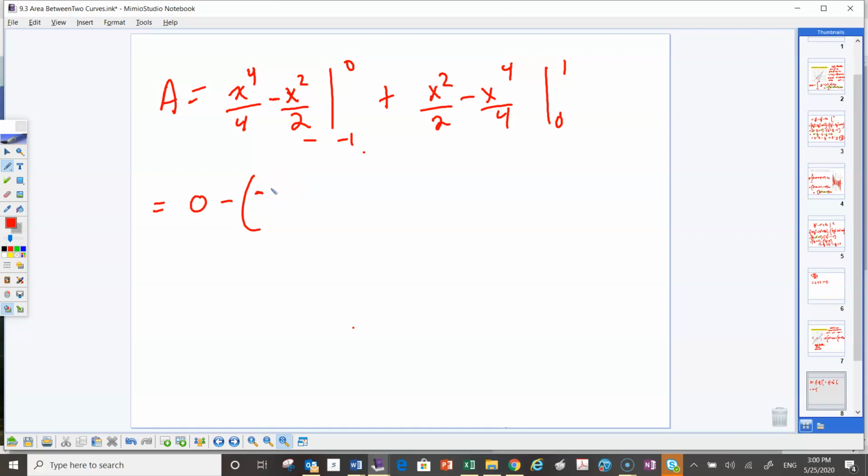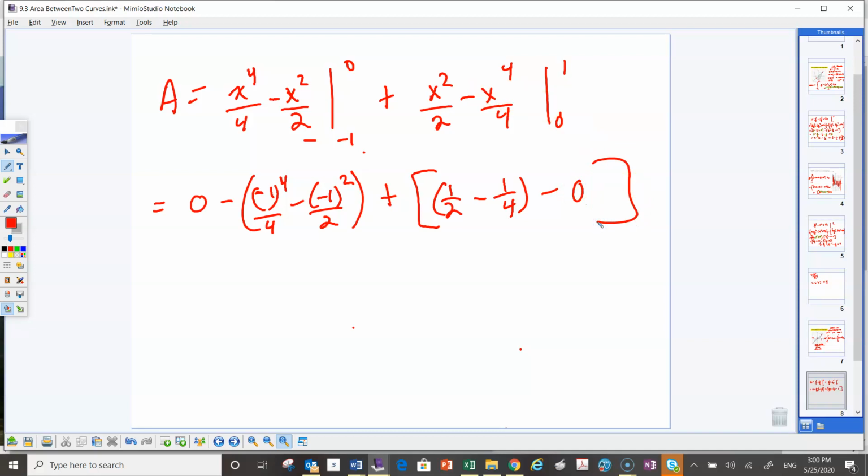So I'm going to get negative 1 to the 4th power over 4 minus negative 1 squared over 2. Plus, when I plug in my 1, well, 1 squared over 2 is going to be 1/2 minus a quarter. So that's my upper limit. And when I plug in 0, I'm going to get 0 for my lower limit. So here, and be careful with this negative sign, you get the negative of 1/4 minus, this will be positive 1/2, plus 1/2 minus 1/4.